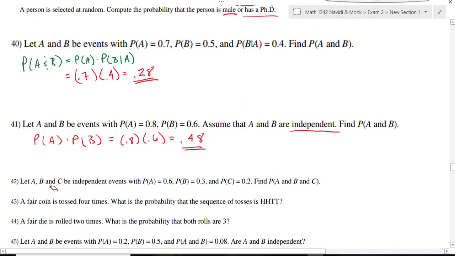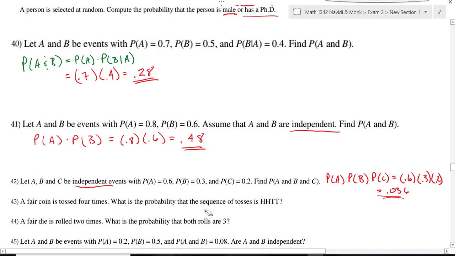Number 42, let A, B, and C be independent events with these probabilities. Find the probability of A, B, and C. Because they're independent, this is just going to be the probability of A times the probability of B times the probability of C. So that's going to be 0.6 times 0.3 times 0.2. That's equal to 0.036.